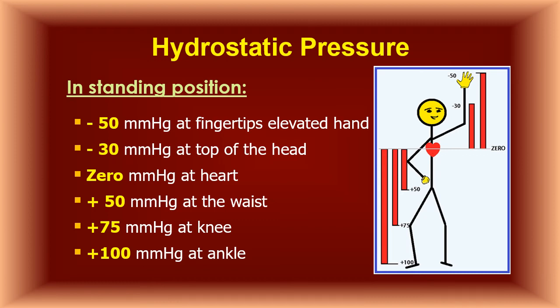Heart and brachial area. And now go here, at the waist level, the pressure is 50 millimeter mercury. Again, weight of blood column from the heart to the waist area. What will be the weight of blood column from the heart to the knee area? 75 millimeter mercury, and down to the ankle it is usually 100 millimeter mercury. These numbers are usually measured in average height persons, not too tall, not too short. So average height persons are having these measurements in the hydrostatic pressure.